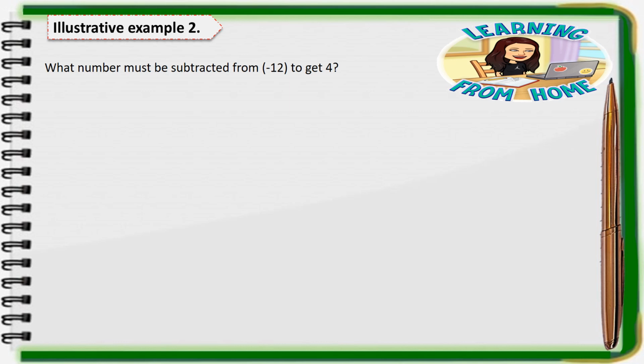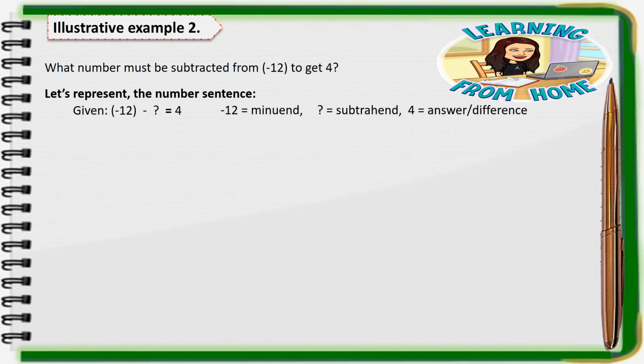Okay, last example. What number must be subtracted from negative 12 to get 4? Okay, so let us analyze the problem. Ano daw ang number na isa-subtract natin kay negative 12 para lumabas ang sagot na 4? So, isulat muna natin ang given. Ang ating given, we have here negative 12, ang ating minuend, at positive 4, ang ating difference or answer. Ang hinahanap natin ay ang ating subtrahend.